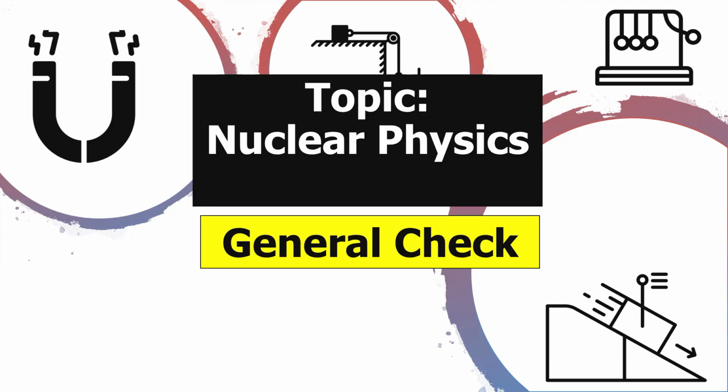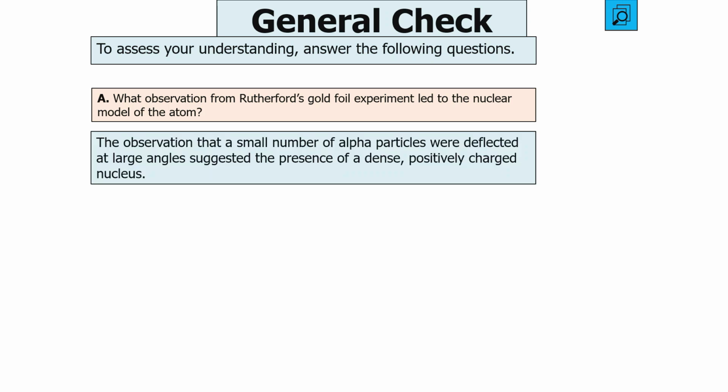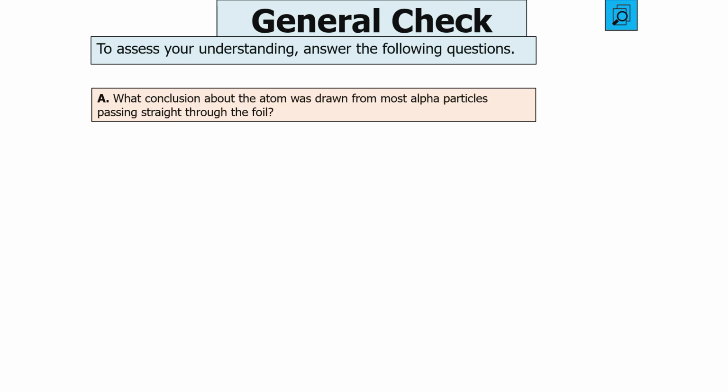So let's have a look at some general questions to do with nuclear physics. What observation from Rutherford's gold foil experiment led to the nuclear model of the atom? The observation that small numbers of alpha particles were deflected at large angles suggested the presence of a dense positively charged nucleus. What conclusion about the atom was drawn from most alpha particles passing straight through the foil?